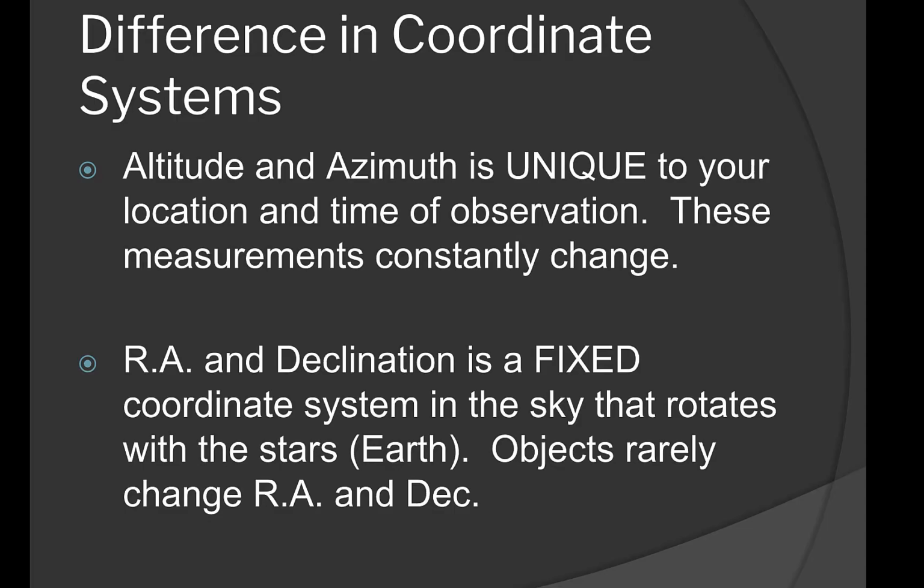So the big difference in the two systems is that the altitude-azimuth system is unique to your location and time. Those measurements are constantly changing because you are on the spinning, rotating Earth. But just like we showed you with that dome, it is that celestial sphere that is unique to you. The right ascension declination system is a coordinate system that is fixed into the sky and rotates with Earth. So objects rarely ever change their right ascension declination in your lifetime.